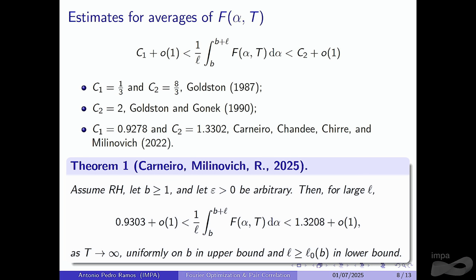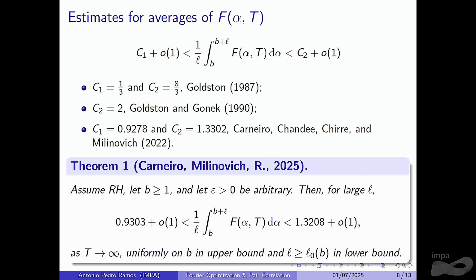Though this may seem like a modest improvement in the constants, it's still interesting because it has the advantage of considerably streamlining the previous result of Carneiro, Chandee, Chirre, and Milinovich, and it establishes a relation of these bounds with a nice Fourier optimization problem using a new averaging mechanism.